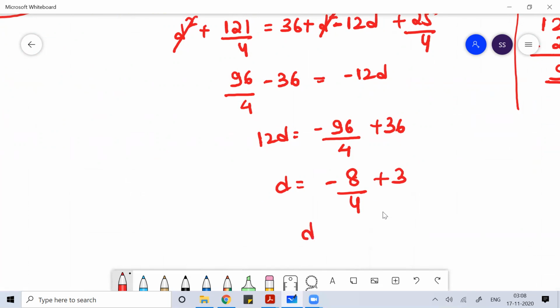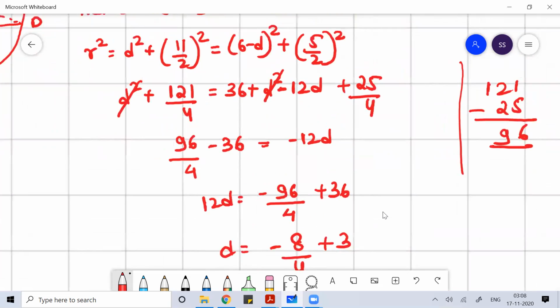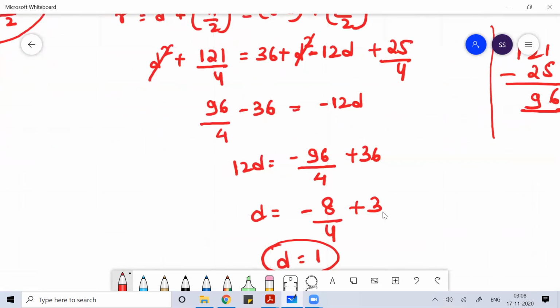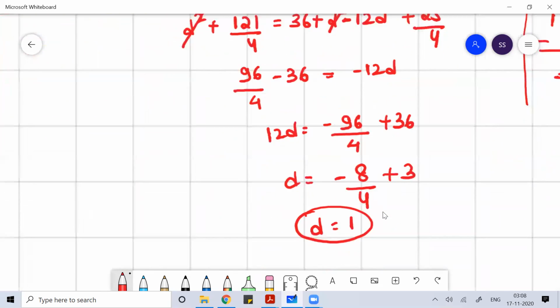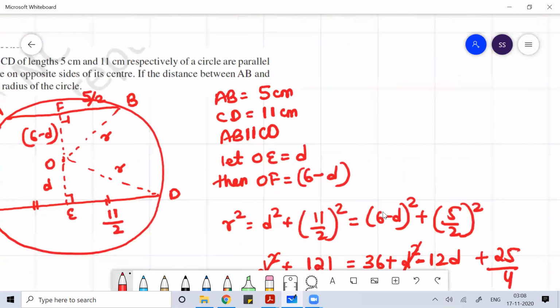So this would be D is equal to how much? This is minus 2 now. So 3 minus 2, this would be 1. The value of D is equal to 1. So this is the value of D.